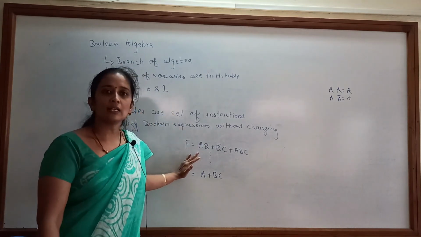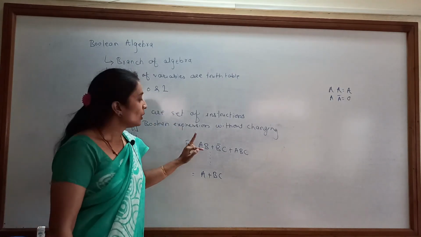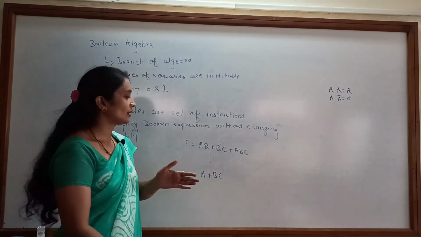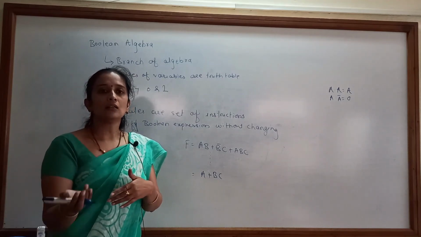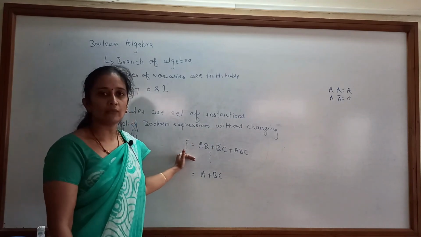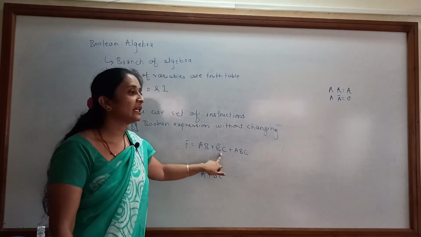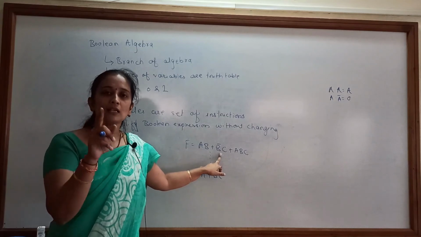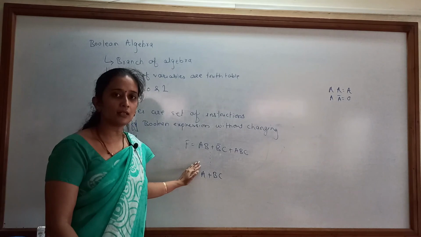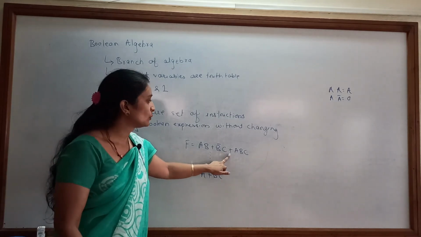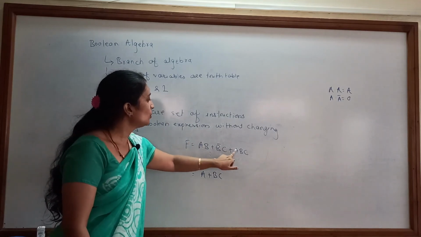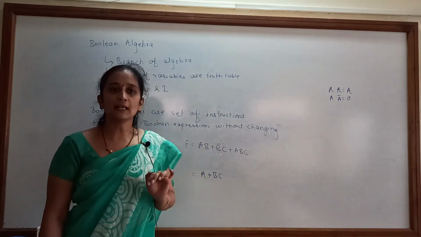Why are we applying these rules to the Boolean expression? To reduce the number of gates. What is a gate? We will learn in the next class, but for the time being I will tell you plus and multiplication are two gates. Plus is the OR gate, multiplication is the AND gate. Then how many gates are there in this expression? 1, 2. 2 OR gates are there, and how many AND gates? 1, 2, 3, 4. 4 AND gates are there.